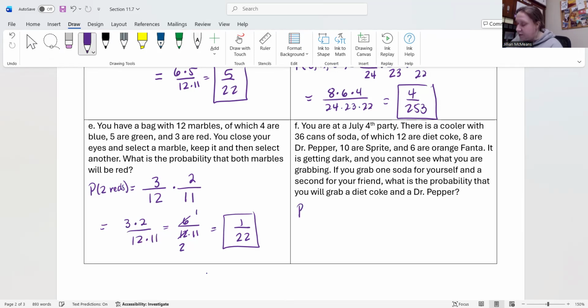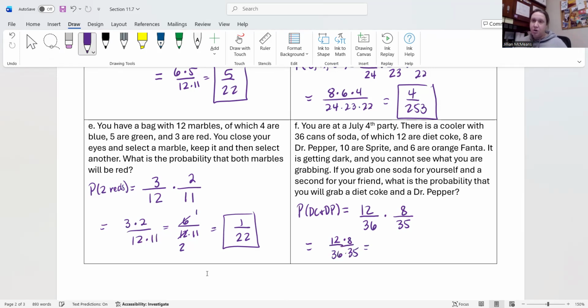Okay, so the probability of a Diet Coke and a Dr Pepper. Well, when you grab that Diet Coke, we know there are 12 Diet Cokes to begin with. And at that point in time, there's 36 cans of soda in the cooler. Okay, so now you've got your Diet Coke in your hand. That means there's no longer 36 cans of soda in the cooler. There's only 35. But of the 35 sodas in the cooler, 8 of them are still Dr Peppers. Okay, so let's see, we get 12 times 8 over 36 times 35.